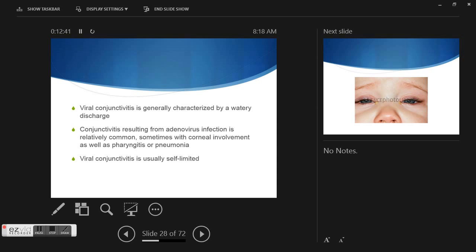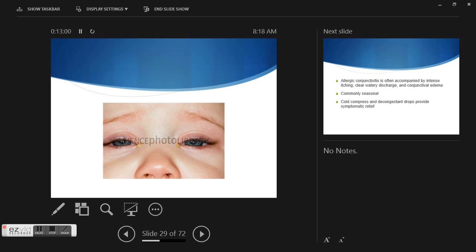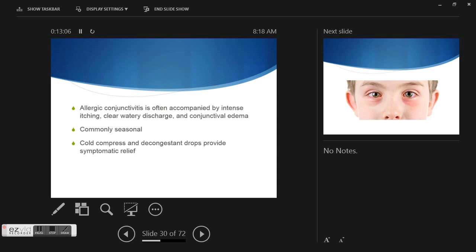Contrast that with viral conjunctivitis, which is generally characterized by a watery discharge, and results often from adenovirus, which is relatively common, and sometimes with corneal involvement as well as pharyngitis or pneumonia. And the clinical course of viral conjunctivitis is usually self-limited. Here you can see a picture of a more viral conjunctivitis type picture.